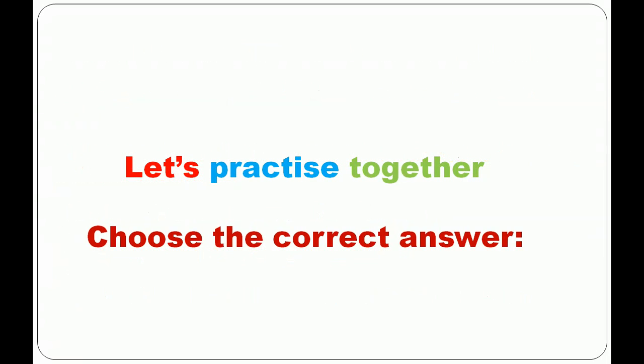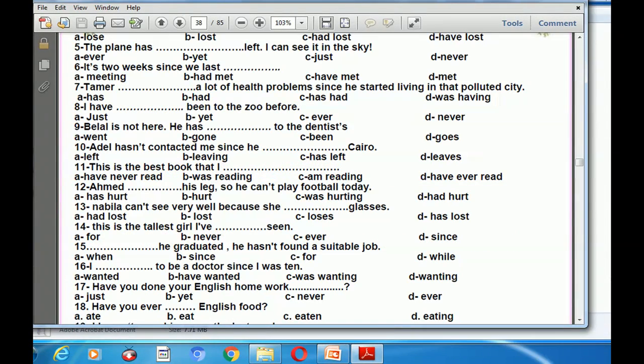Let's practice together and answer some exercises. Choose the correct answer. The plane has just left. I can see it in the sky. So the plane has, yes, just left. Number C, I can see it in the sky.